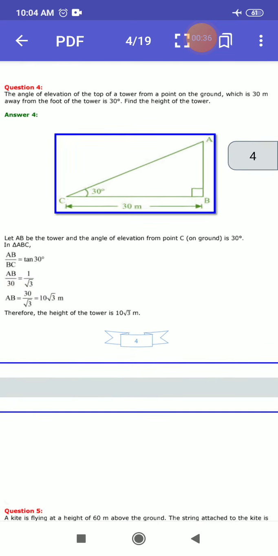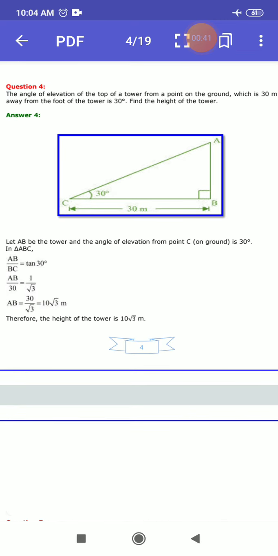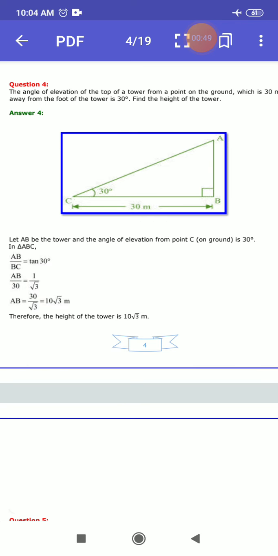The question is: the angle of elevation of the top of a tower from a point on the ground, which is 30 meters away from the foot of the tower, is 30 degrees. Then find the height of the tower. This is a quite simple and easy question. After reading this question, you have to know how to draw the figure.